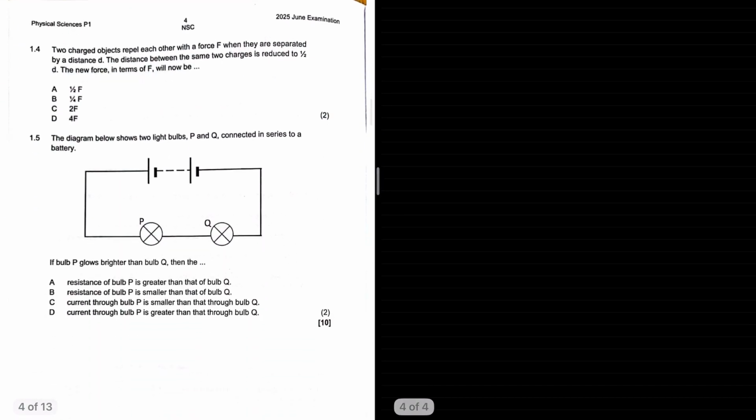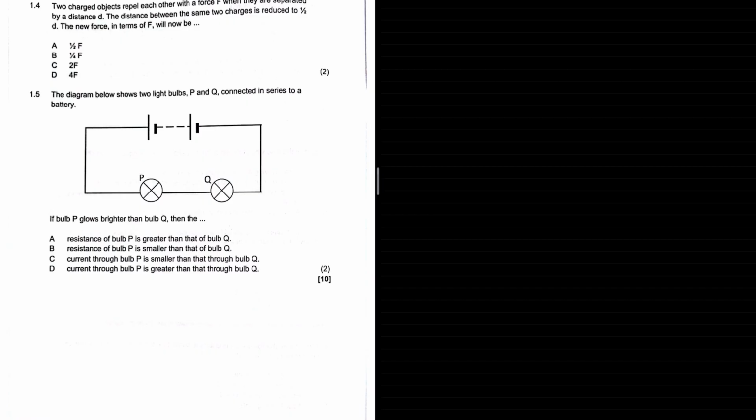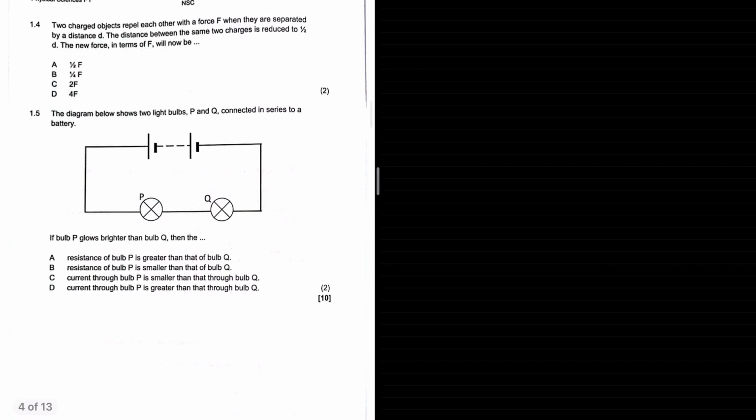Let's move on. Question 1.4. Two charged objects repel each other with force F when they are separated by a distance d. So here and here, distance d. Now there is a force of F between them. The distance between the same two charges is reduced to half. So we are halving the distance. So what happens to the force?